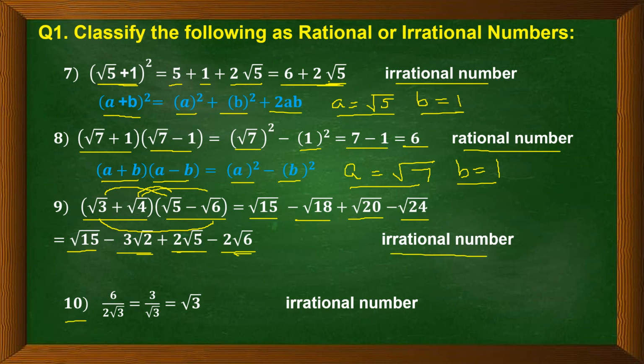Now let us come to the 10th part, 6 upon 2 root 3. Now further we can simplify 6 and 2. We will get 3 upon root 3, which is equal to root 3. Now root 3 is an irrational number. Therefore we can say our 10th part is an irrational number, right?